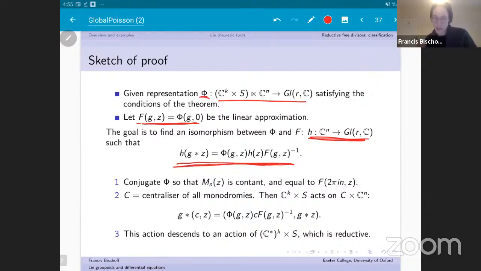The way that we can think of this is as follows: this group here acts on GL(R) on both sides, on the left using phi, on the right using f. And with respect to this action, we want to find a function h which is invariant. So that's the goal. So the way that we're going to produce this is according to the following steps. So first, step one, and this is the part that relies on the assumptions.